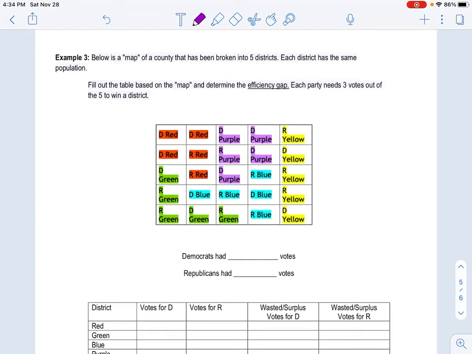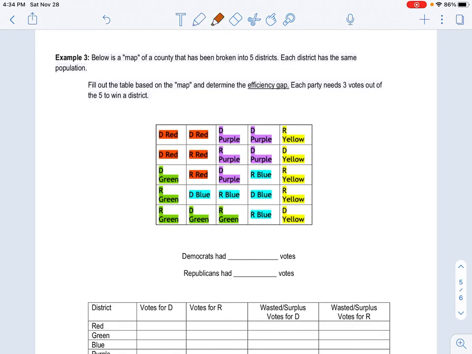All right, so here's your video for example 3. It says, and this is very similar to your homework on My Open Math, below is a map of a country that has been broken into 5 districts. Each district has the same population, so don't get caught up in that. Fill out the table based on the map and determine the efficiency gap.